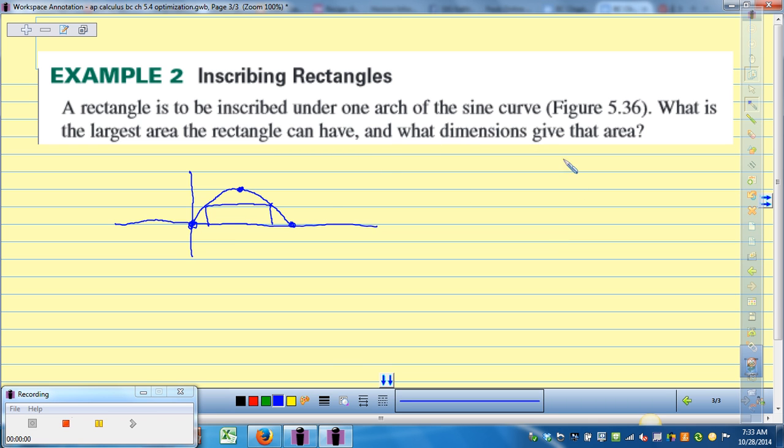I found it easier to actually shift my sine curve to the left by pi half. So remember, this is 0, this is pi half, and this is pi. So if I think about shifting this to the left pi half, I'm doing it between negative pi halves and pi halves. And my rectangle is coming in here like this somehow. The reason I chose to look at it this way is because that rectangle is going to be centered underneath this arch, and it made it easy for me to see that I could call this distance x.